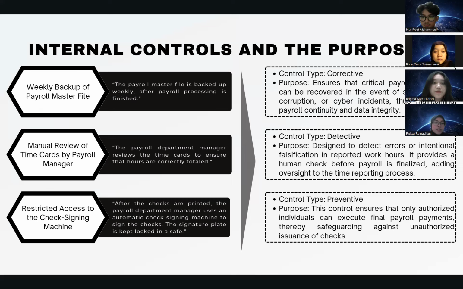And the last one is restricted access to the check signing machine. After the checks are printed, the payroll department manager uses an automatic check signing machine to sign the checks. The signature plate is kept locked in a safe. The control type is preventive. The purpose is to ensure that only authorized individuals can execute final payroll payments, thereby safeguarding against unauthorized issuance of checks.